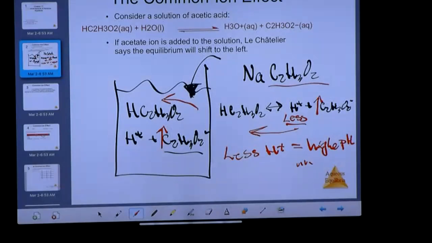So I can affect, and once again, we said this right at the very end of chapter 16, I can affect the pH of a solution without adding an acid or a base if I add a common ion. If that ion abstracts or sticks to the H plus and bonds to it, then the amount of free floating H plus decreases, so we make it more basic.